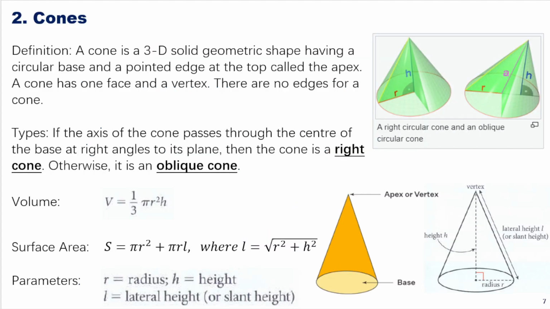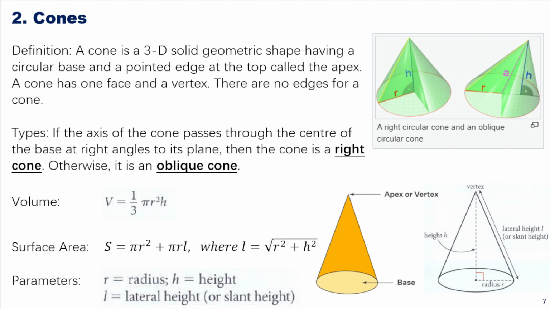Okay, next let's have a look at the concept of cones. By definition, a cone is a 3D solid geometric shape having a circular base and a pointed edge at the top called the apex. A cone has one face and a vertex. There are no edges for a cone. If the axis of the cone passes through the center of the base at right angles to its plane, then the cone is a right cone. Otherwise, it's called an oblique cone.